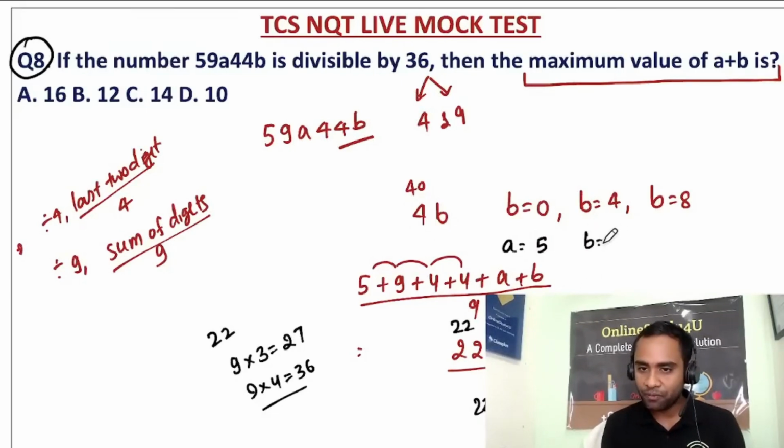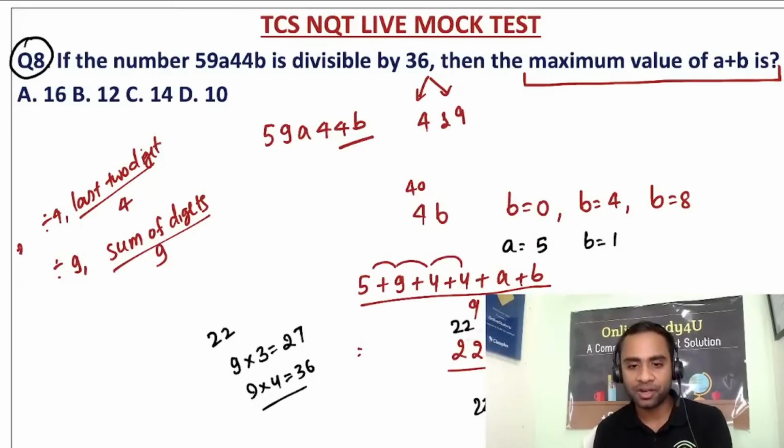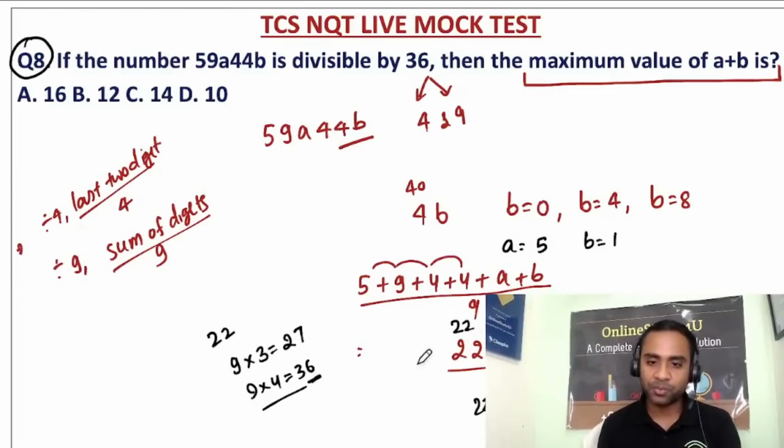So b should be 1. Now, if I put the value of b equal to 8, then 22 plus 8 will be 30, and the next number should be 36. So the value of a I should put 6. So for b equal to 8, a will be 6.